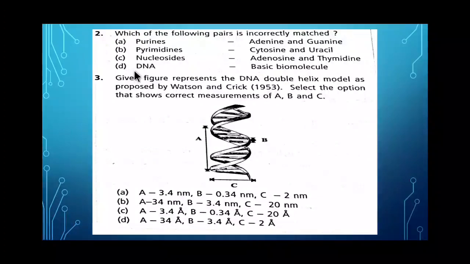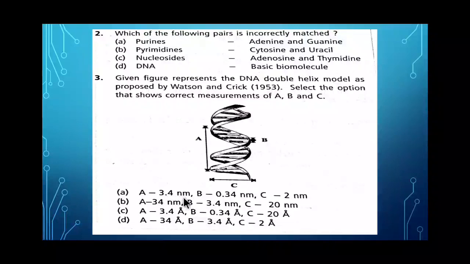Now the given figure represents the DNA double helix model as proposed by Watson and Crick. So select the option that shows the correct measurement of A, B and C. In this way you have to find out which is the correct measurement. Now here you can see this is 34 nanometer, this is 3.4 nanometer, this is 3.4 Angstrom, and this is 34 Angstrom. So 34 Angstrom and 3.4 nanometer is correct.